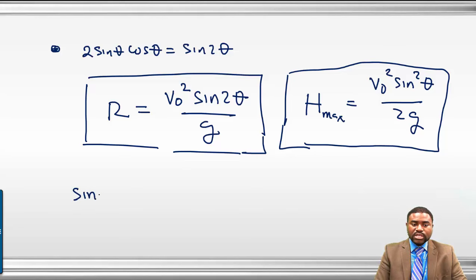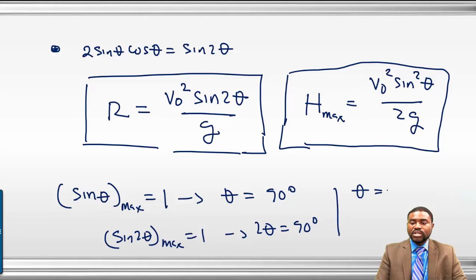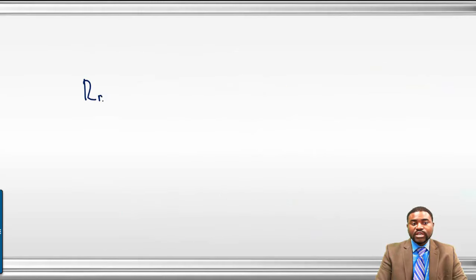But observe something. We know that sine theta max is equal to 1. When this happens, theta is equal to what? 90 degrees. This would mean that sine 2 theta max is equal to 1 and 2 theta is equal to 90 degrees. And if that is the case, theta will be equal to 45 degrees. Hence, if you look at sine 90, this is equal to 1. What this means is that the range of a projectile is maximum. The maximum range is V naught squared over G, and this occurs when theta is 45 degrees.